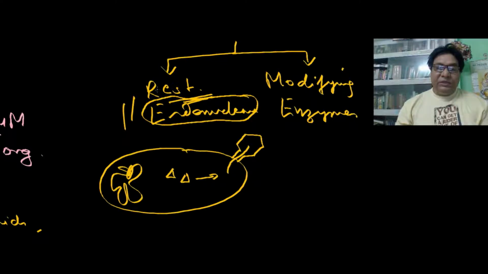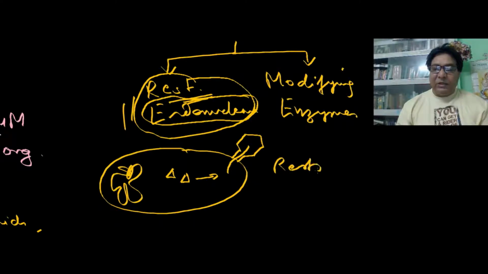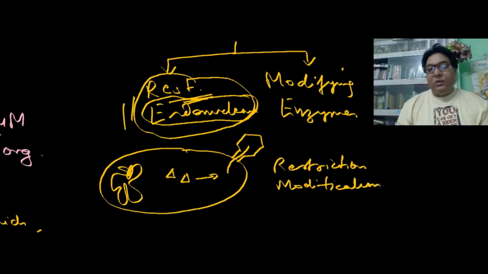So all this restriction endonuclease system has two components. One is restriction, another is modification. The modification is methylation. So this system is together called restriction modification system.